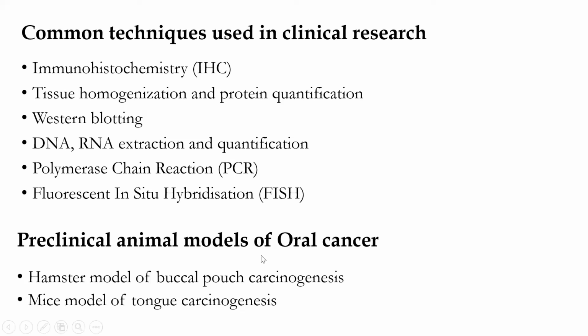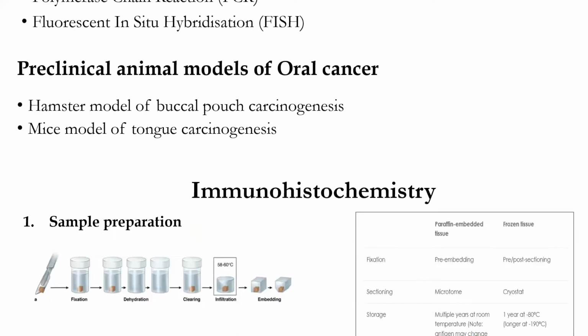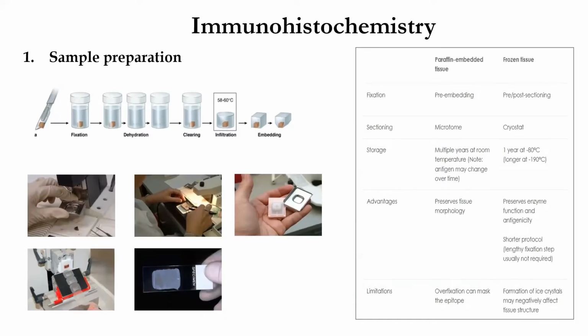As most of us are working on head and neck cancer, I would like to highlight that the oral cavity is the major site of head and neck cancer. There are two main animal models of oral cancer: the hamster model of buccal pouch carcinogenesis and the mice model of trunk carcinogenesis, which are in various ways similar to human disease progression. I have been working on both of these models. So let's start with the first technique, that is immunohistochemistry.